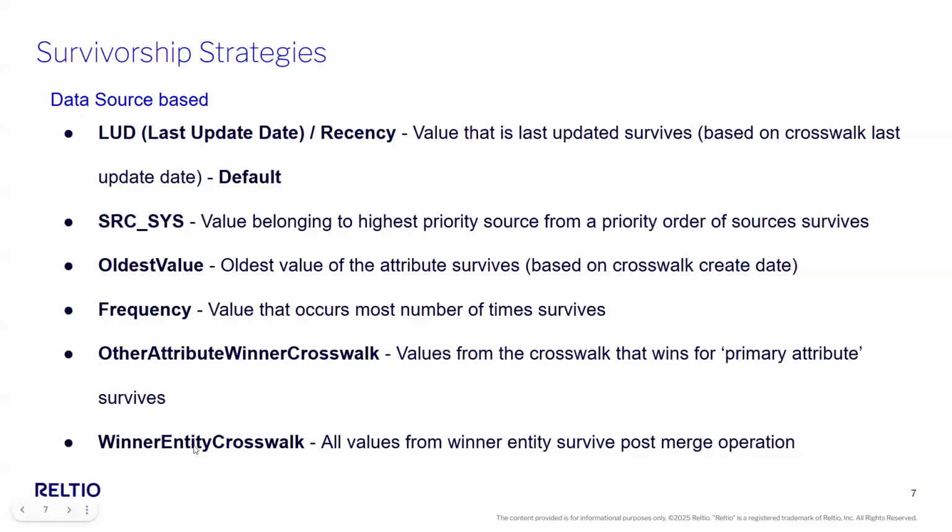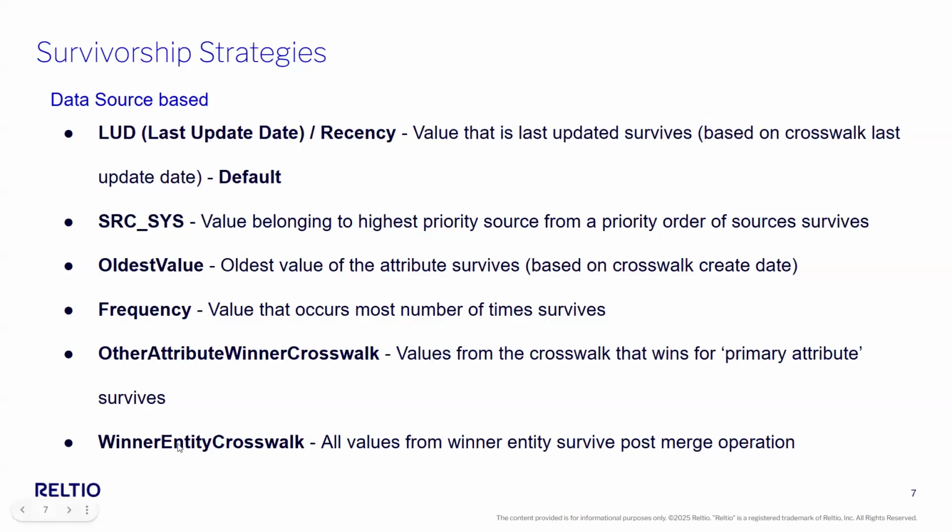Right. So this is winner entity crosswalk. This works at the entity level. Here it is talking about merging, when multiple profiles merge and one of the profiles becomes the winner. Generally, if you do not specifically mention which profile becomes the winner, then the profile which already exists in the system, or the older profile, is always the winner.